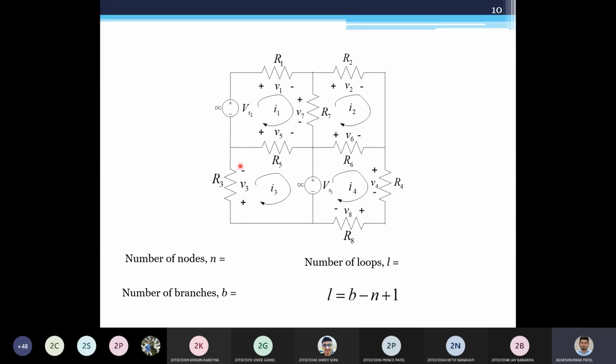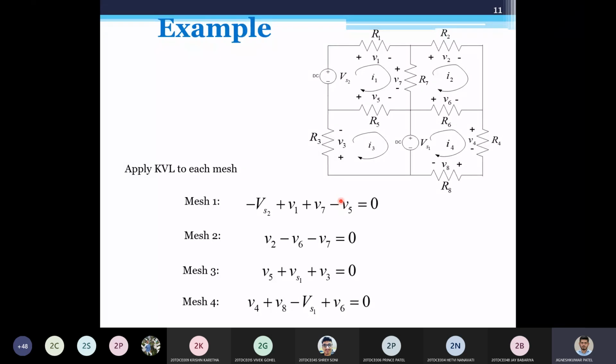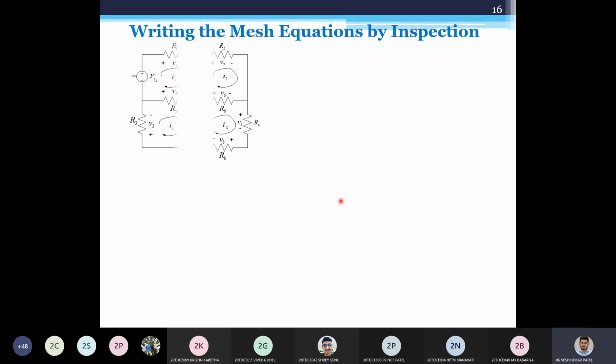Next step, once I use the KVL, I am completing the mesh analysis. Then simplify the equations and, using Cramer's rule, solve the equations and get the currents I1, I2, I3 and I4. Okay, let's quickly go through the example, not this one, but we'll go with the other example.